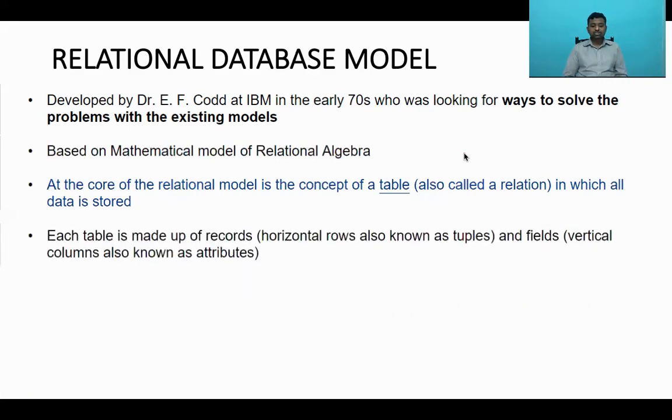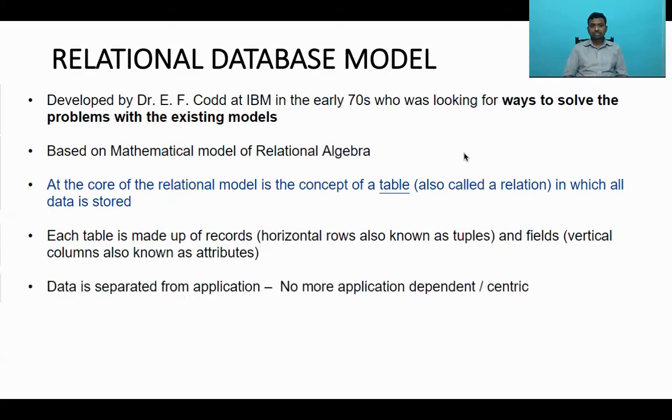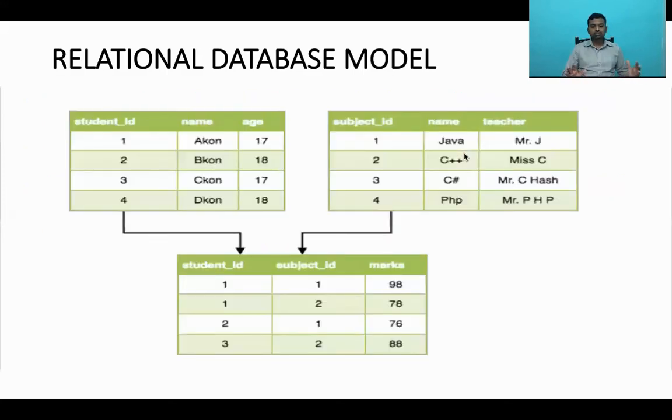Each table is made up of records, that is horizontal rows, known as tuples, and vertical columns known as attributes, right? So now we have some data there that we call tuples or attributes. We'll see those things in detail. Now, data is separated from application, no more application dependent or centric, right? So it's going to be a separate application and separate data. This is how your RDBMS model looks. We have some data stored here, that is your student ID, name and age. Here your student ID, name and teacher, right? So now you have this kind of structure, and we'll be seeing those things in detail now.